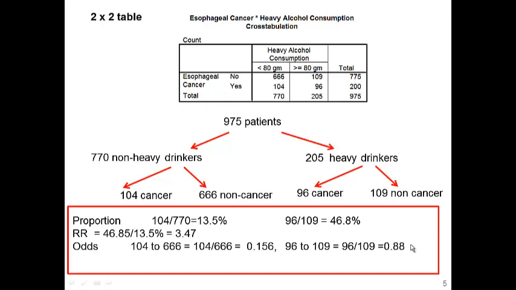To compute the odds ratio, you simply take a ratio: 0.88 divided by 0.156, and that gives you the odds ratio. And a quick review: odds is usually larger than the proportion. As you see, 15.6 is greater than 13.5, and 88 is greater than 46.8.